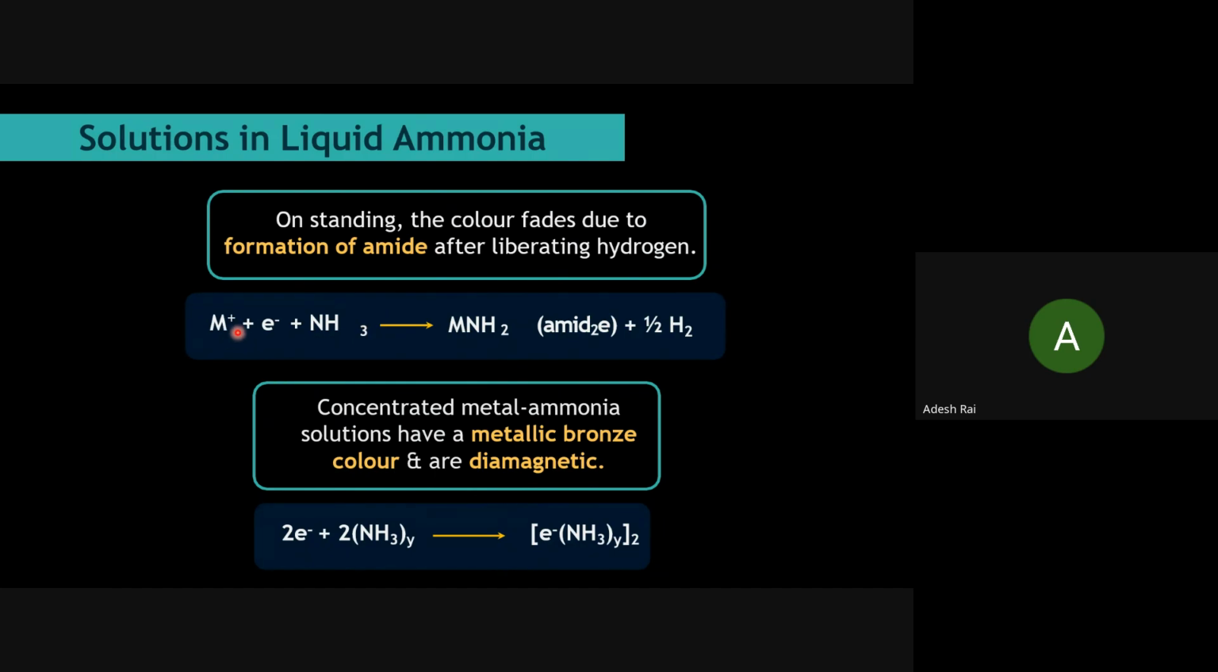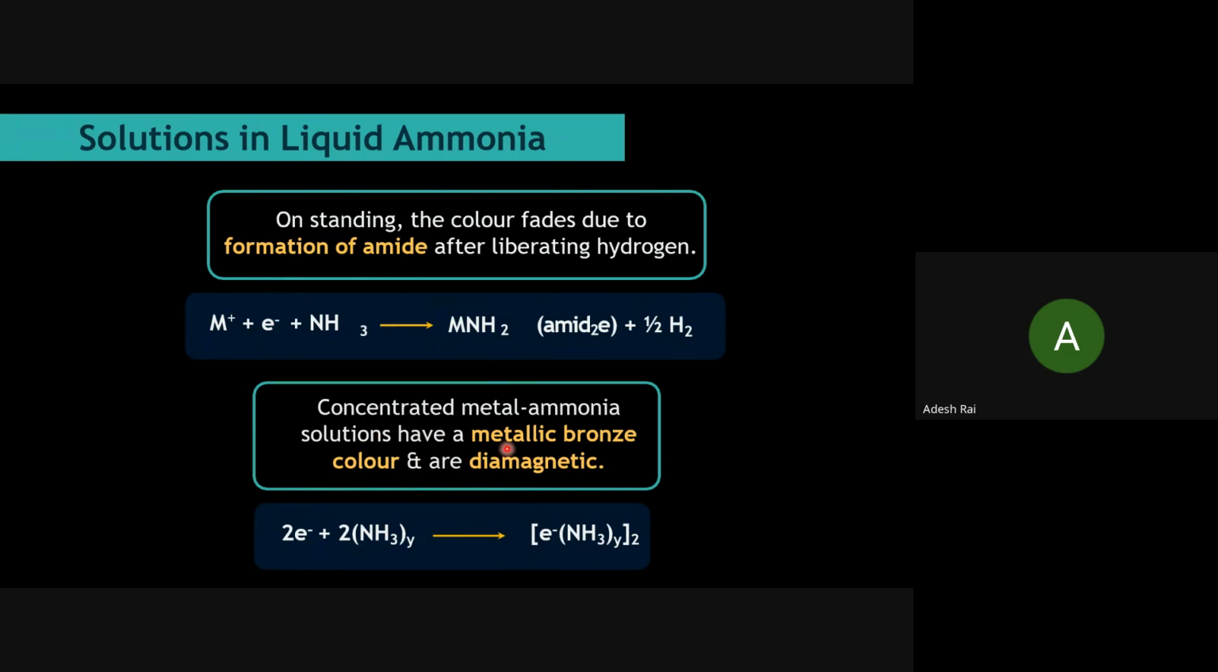That H plus will take this electron. It will become H radical. H radical combined with another H radical will become H2 gas. It will become H2 gas. Am I clear, guys? So this is the reaction.